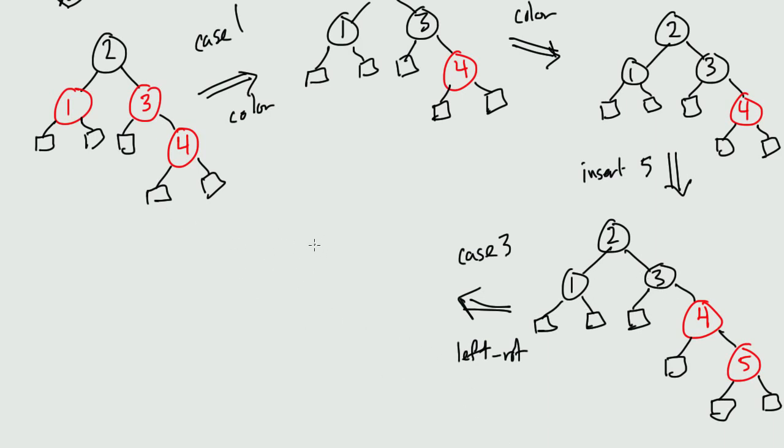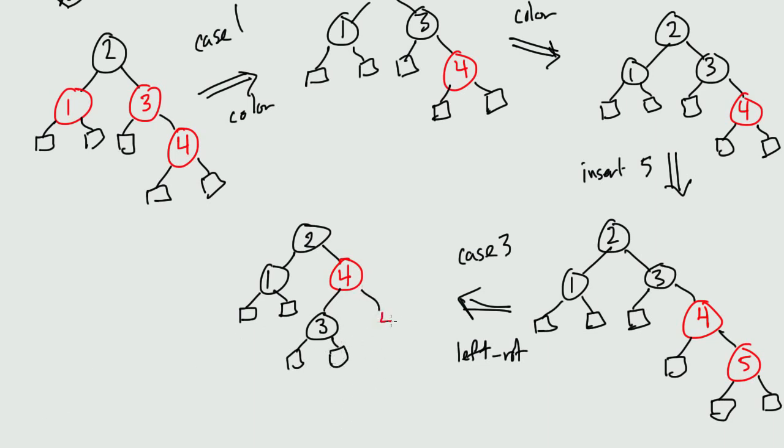So 2 is our root node. 1 is here. Let's just draw its nodes. Okay, so now 4 should be here. And 3 will be off to the side here with its nodes. And then we have 5 here and its child nodes.